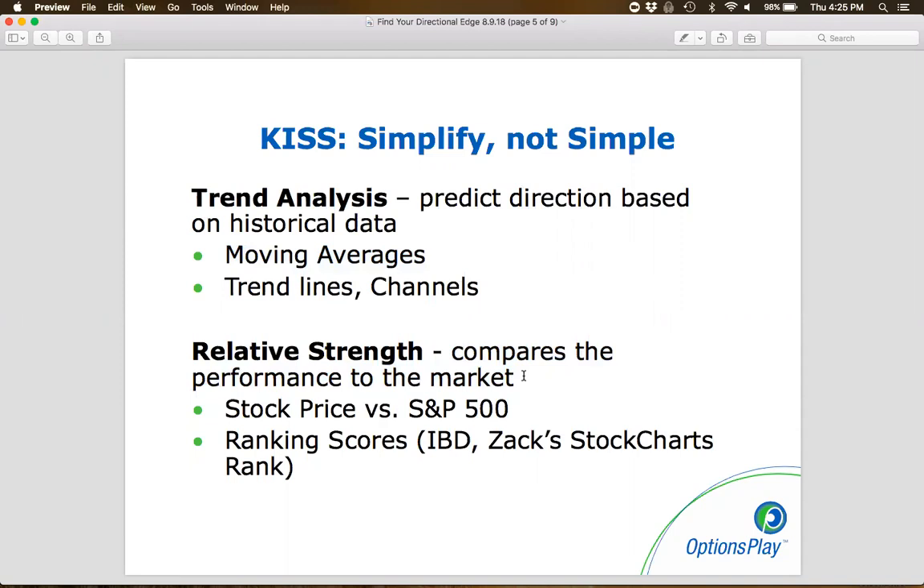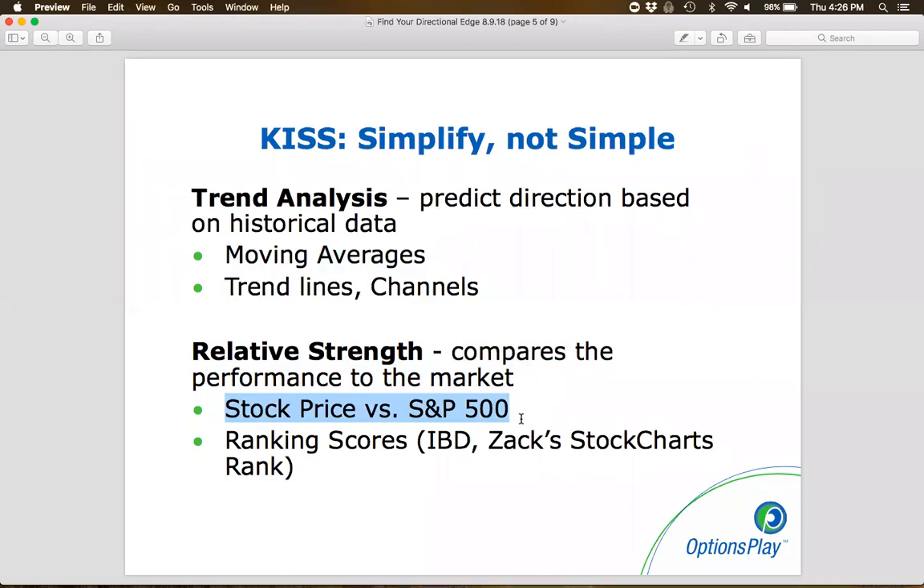So some of the simpler ways to identify relative strength is simply taking the stock price and comparing it to the S&P 500. You can compare it over any period of time and see, is the stock outperforming the market or underperforming the market? That is the simplest way to view relative strength.